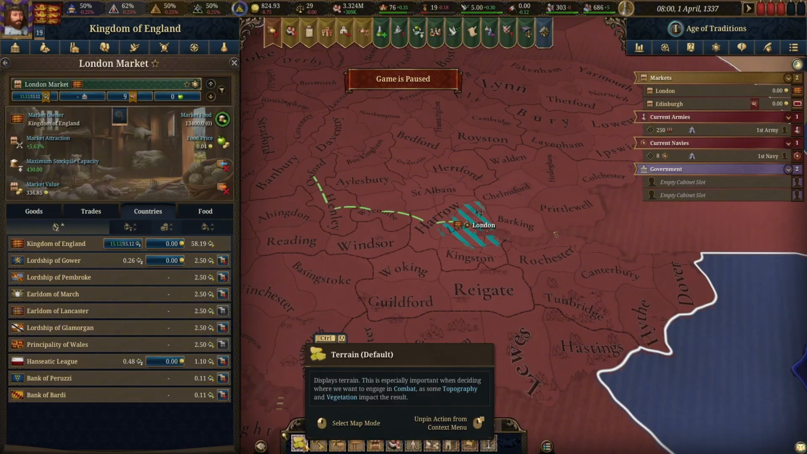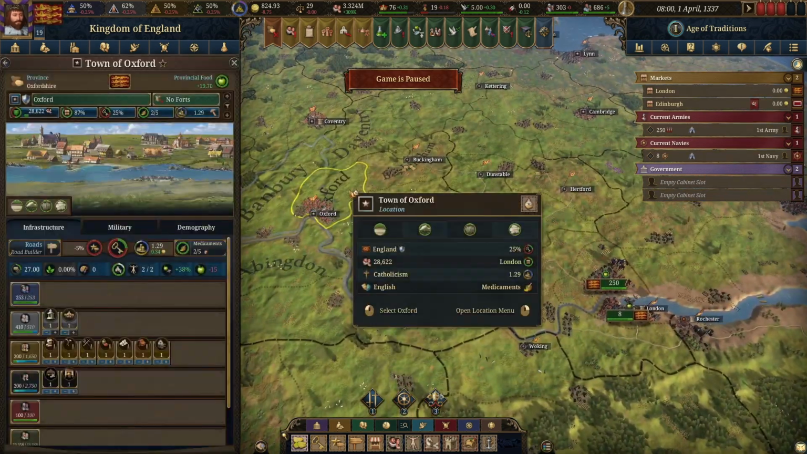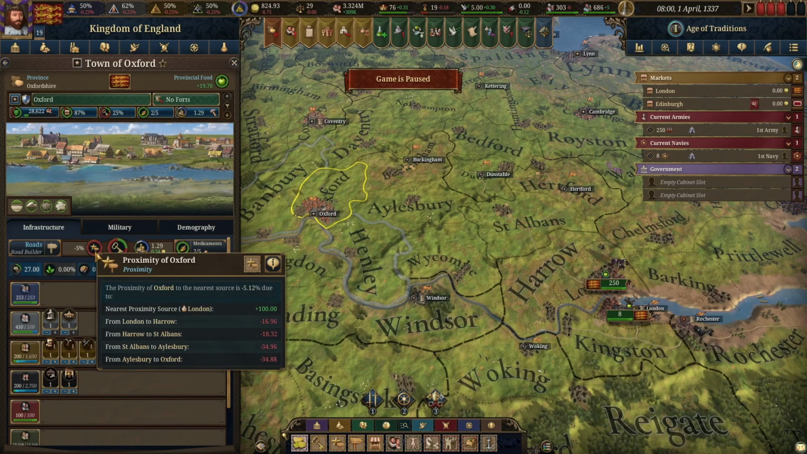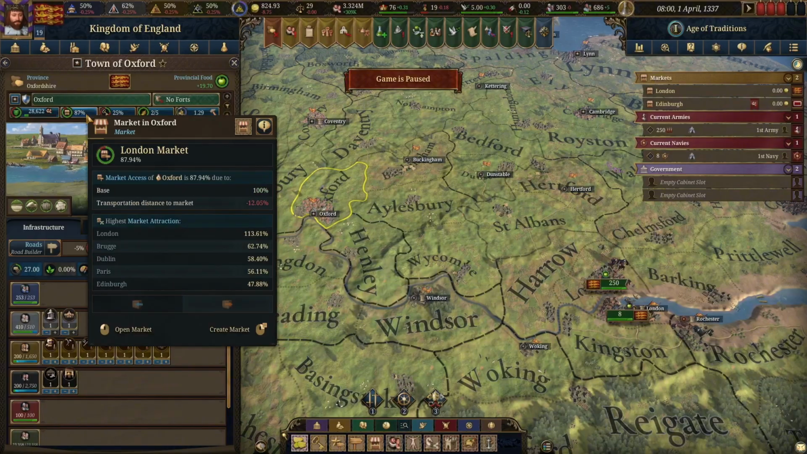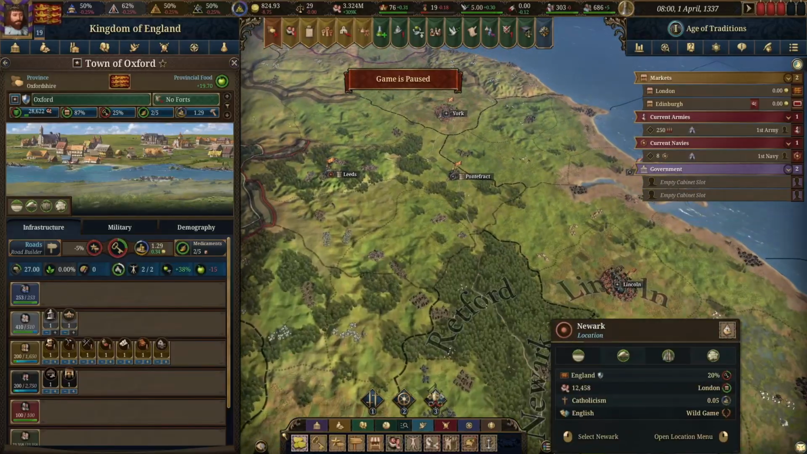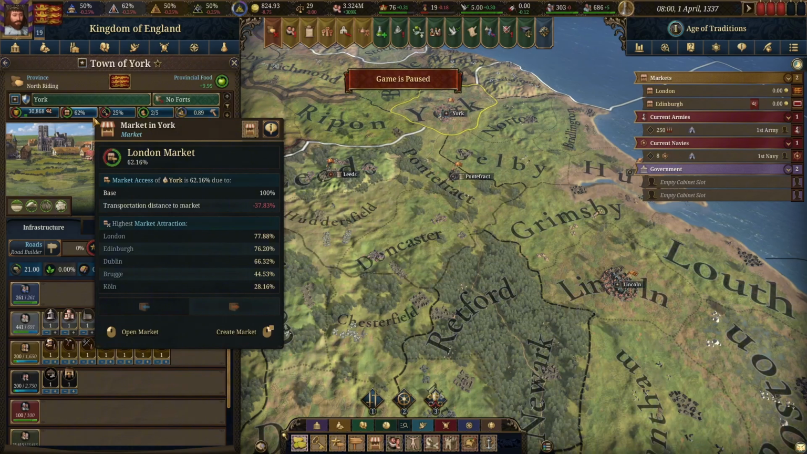So let's go to the location view and check out our market access of Oxford. Currently, this says that Oxford has a market access of 87%. That's because it's modified from 100%, as we said before, because of the terrain and any terrain bonuses such as rivers, ports, naval presence, roads, etc. Again, just like your proximity. Now juxtapose the 87% market access in Oxford with York. If I go up to York and click on York, I see that York has a market access of 62%.